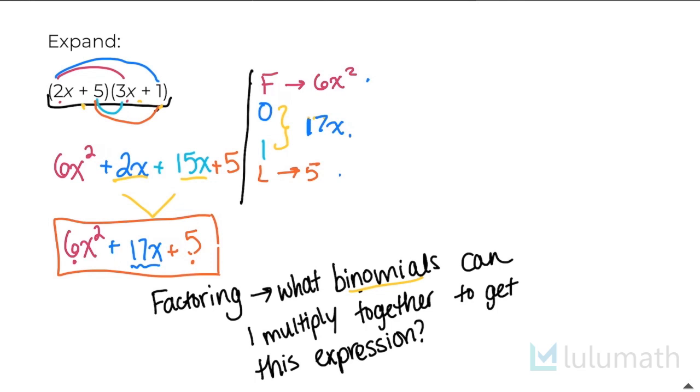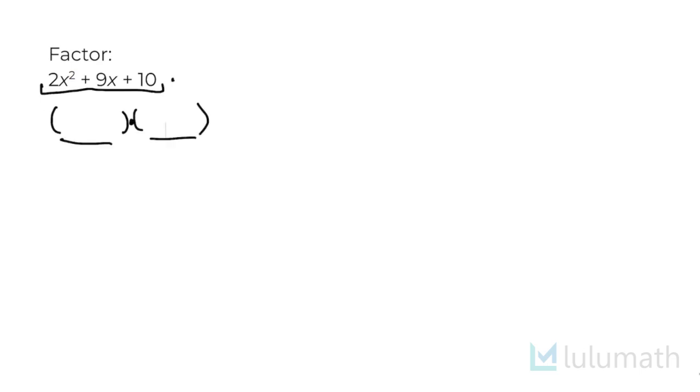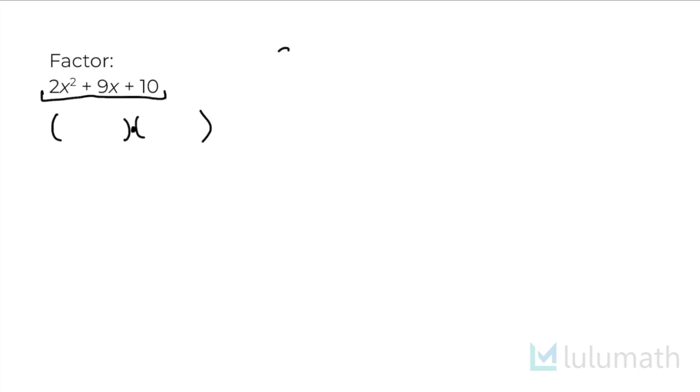So let's get into it. In this example, we're asked to factor 2x squared plus 9x plus 10 as the product of two different binomials. Remember, to factor means we're going to see what can I multiply together to give me this answer right here. So my goal right now is going to be to unfoil.